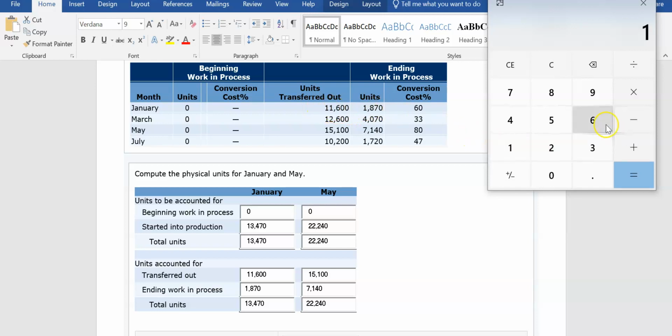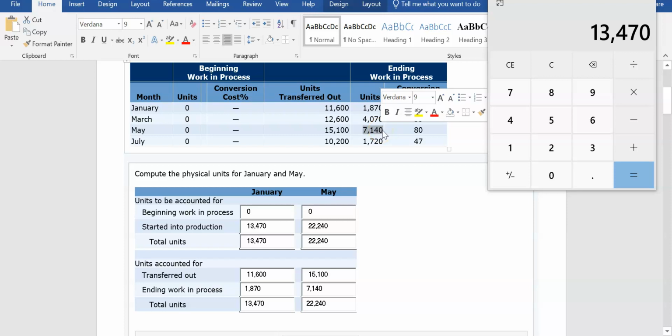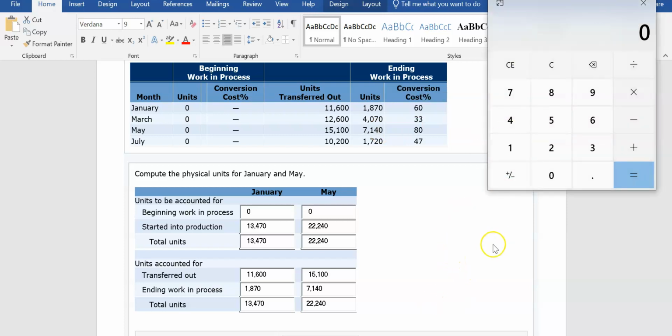during the month they completed 11,600, they have another 1,870 that had been started but not completed. It means they must have had 13,470 units started into production during January. Okay. Same thing with May. They started with 0. 15,100 units were transferred out. 7,140 units are still in process at the end of the period.